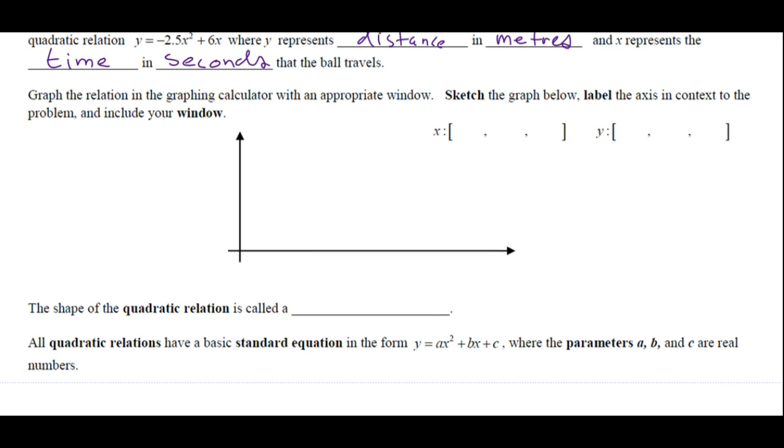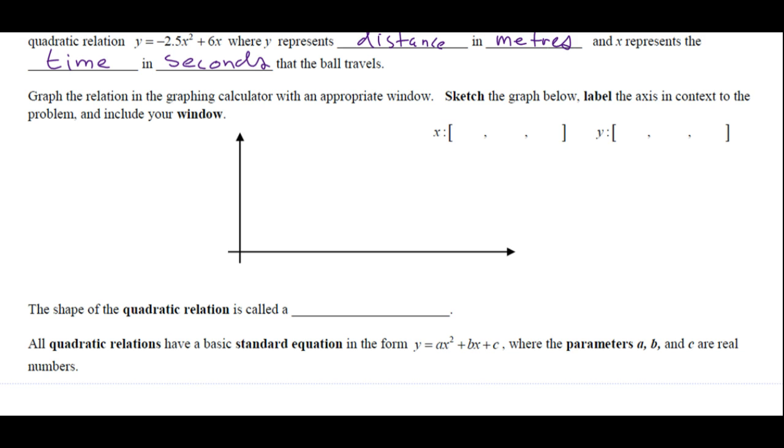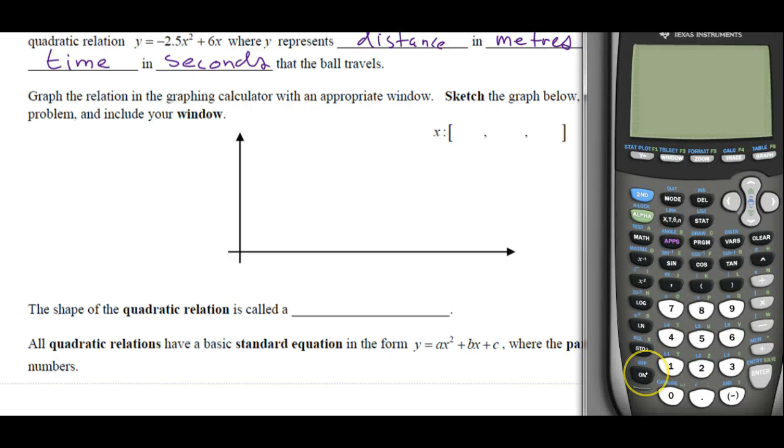Graph the relation in the graphing calculator with an appropriate window. Sketch the graph below. Label the axis, etc. Okay, so I'm just going to pause for half. Okay, so turn on the calculator. Let's get rid of that. So we're going to go to y equals, and we are going to type in negative 2.5. So that negative is the negative at the bottom. It's this guy here, right?